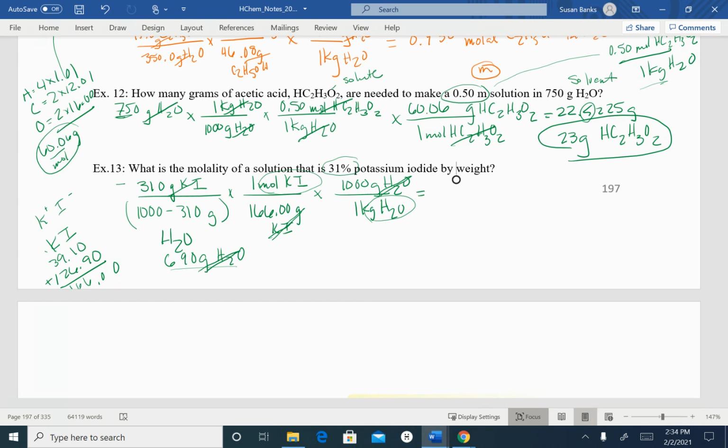So we're going to take 310 and divide it by 690. Then in the next step, we are going to divide by 166. And then in the next step, we are going to multiply by 1,000. So when that is all said and done, let's see.